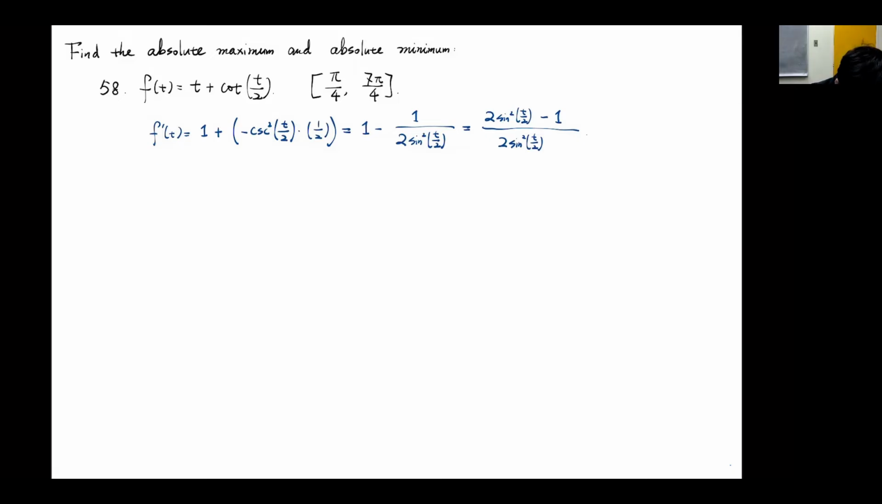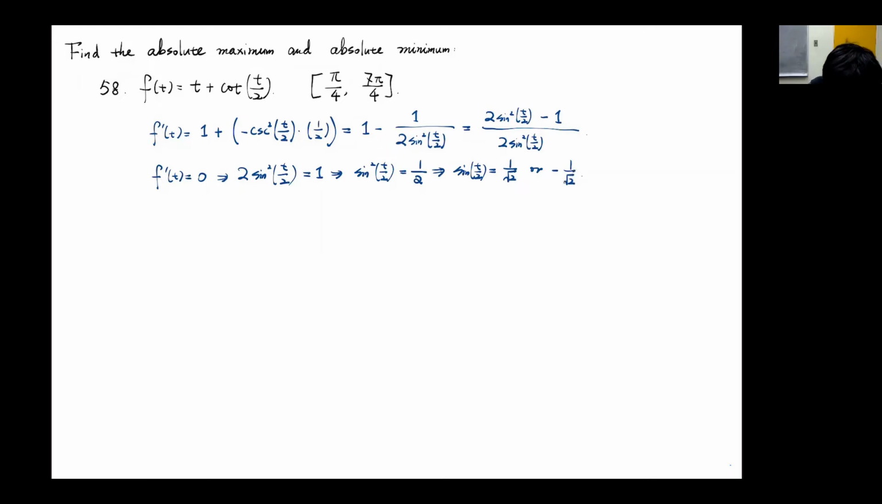All right, so let's see what happens if f prime of t equals 0. This means the numerator equals 0, so 2 sine square t over 2 equals 1, so that sine square of t over 2 equals 1 over 2. All right, what do we have? This way we will get sine of t over 2 is either positive 1 over root 2 or negative 1 over root 2.